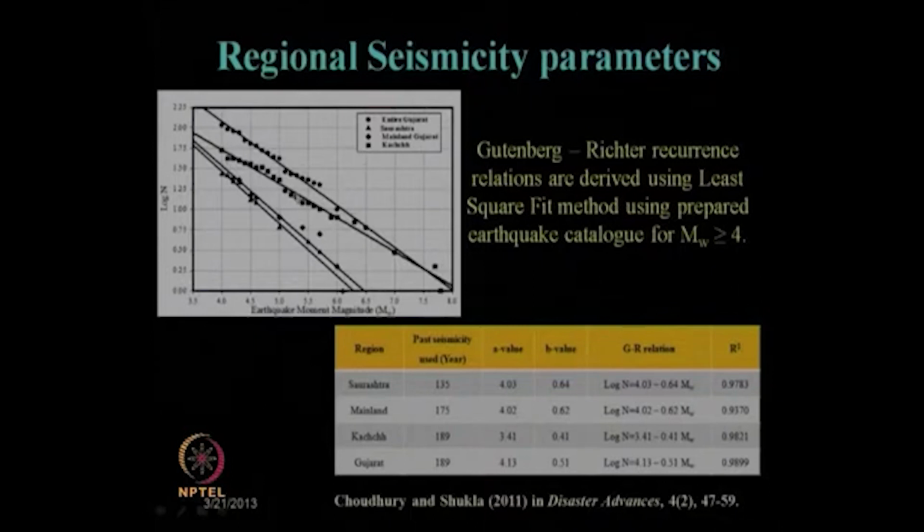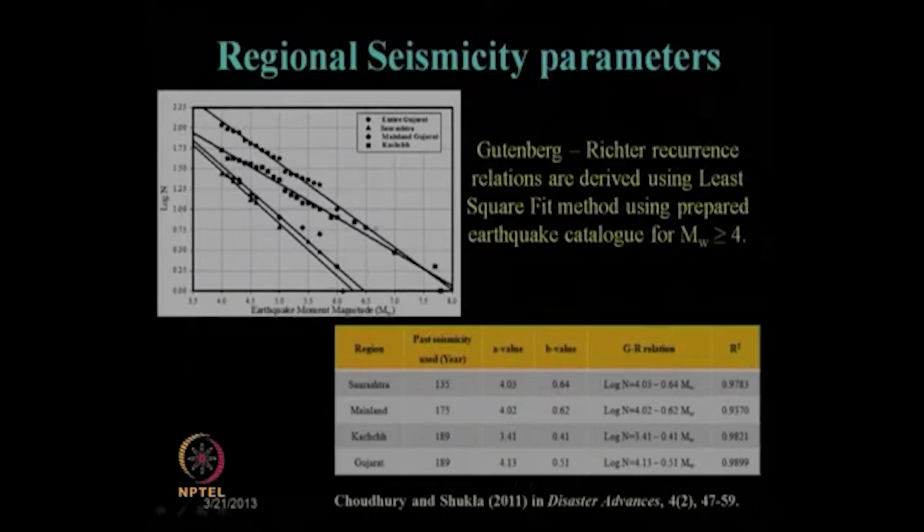So, this is for the Kutch region, if we look here. This slope and this A value will give the equation for the Kutch region, whereas for mainland Gujarat it is this, for Saurashtra it is this, and for entire Gujarat, by summing all these data points, we get this line, which gives us the Gutenberg-Richter relationship for entire Gujarat like this.